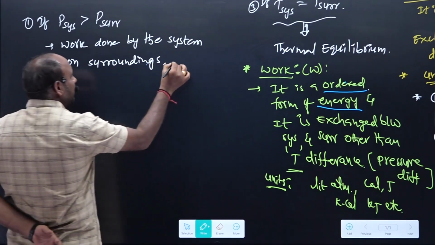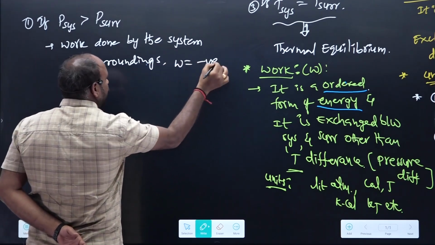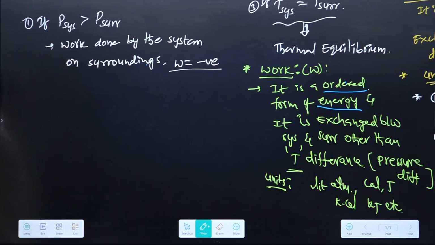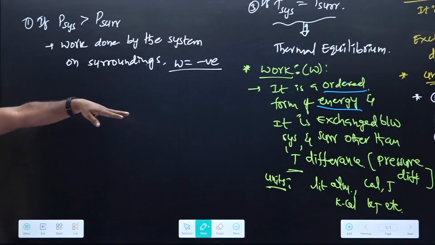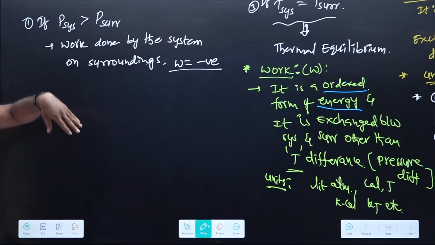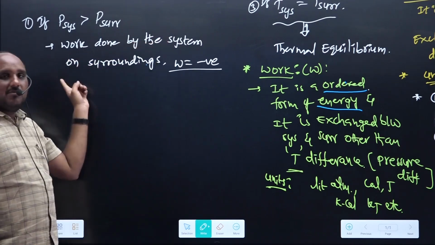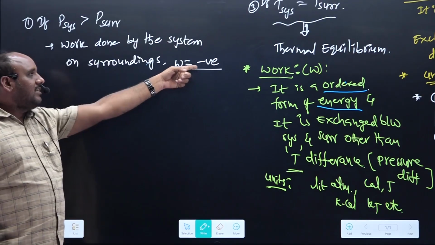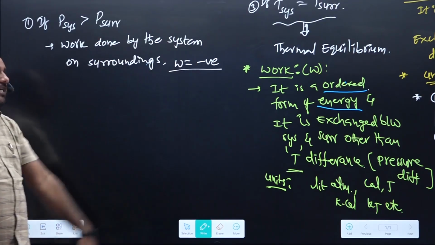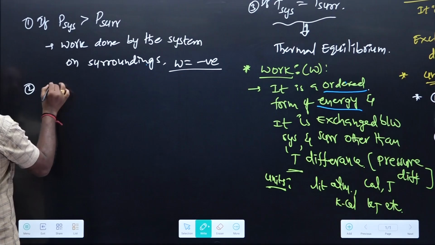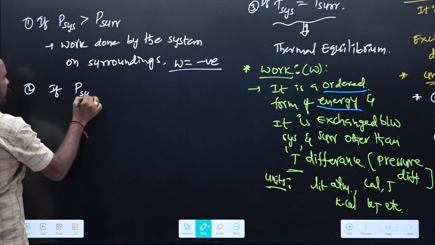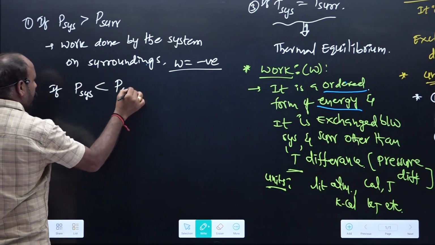So what about the work notation? W is negative. Here the system pressure is more, so pressure is transferred from system to surroundings, which means the system is doing work, that is, work done by the system on the surroundings. Therefore, at that time W is negative.